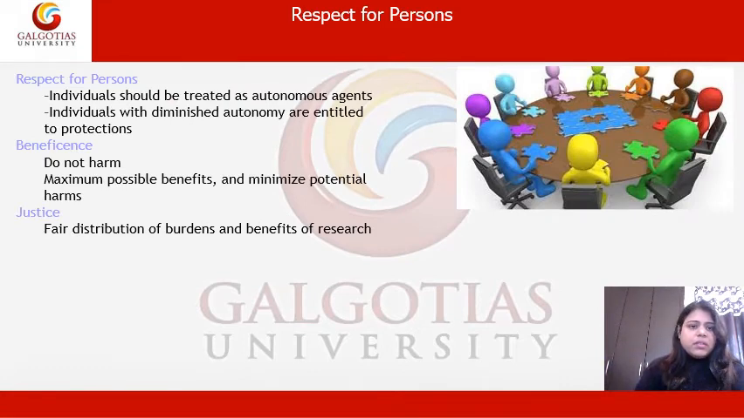Respect for persons: individuals should be treated as autonomous agents, and individuals with diminished autonomy are entitled to protection. Beneficence: do no harm, maximize possible benefits, and minimize potential harm. Justice: fair distribution of the burdens and benefits of research.